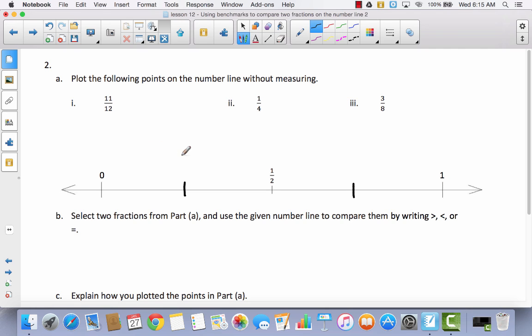So I'm going to go ahead and label 1/4. Now I'm going to go to 8ths because I know if I take 4ths and I divide them in half, that makes 8ths. So I'm going to divide each of these in half. And now I have 8ths. 1/8, 2/8, 3/8, 4/8, 5/8, 6/8, 7/8, 8/8. So now I have to label 3/8. So this will be 1/8, 2/8, 3/8.